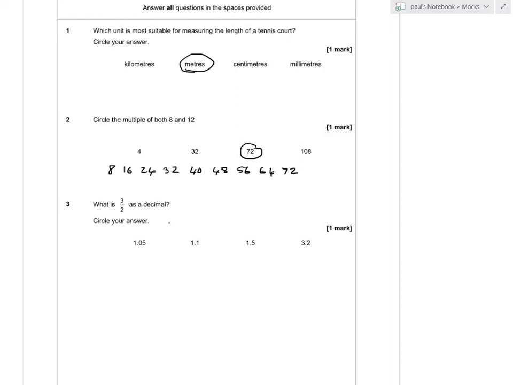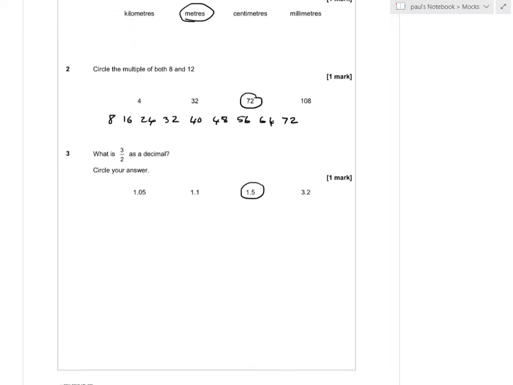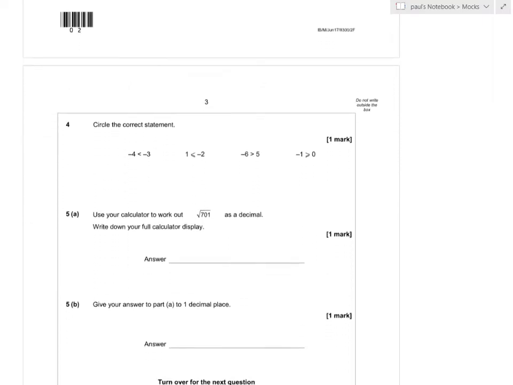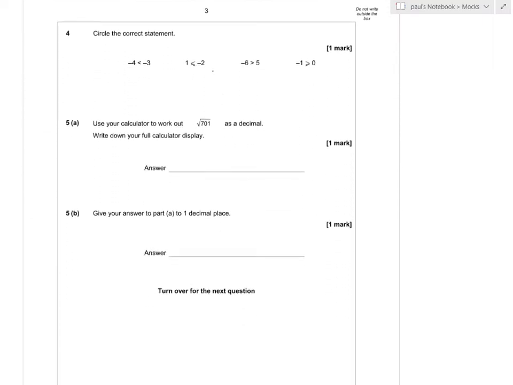3 over 2 as a decimal. Oh, it's a calculator paper, yeah. 3 divided by 2 as a decimal is 1.5. I don't know why I needed a calculator for that, but there you go. I used it anyway.